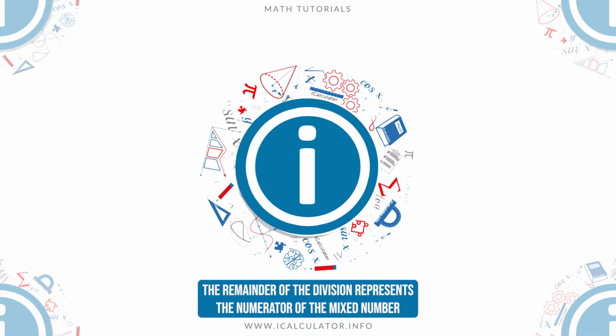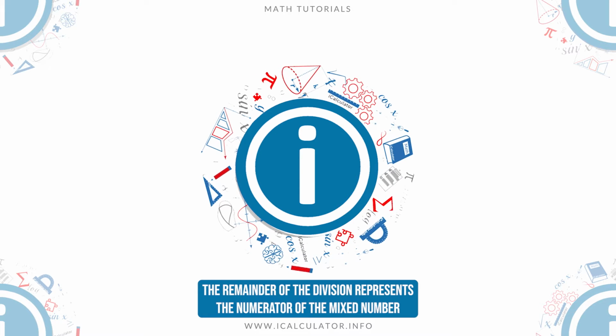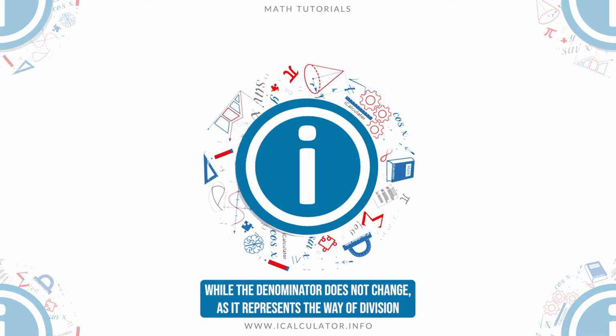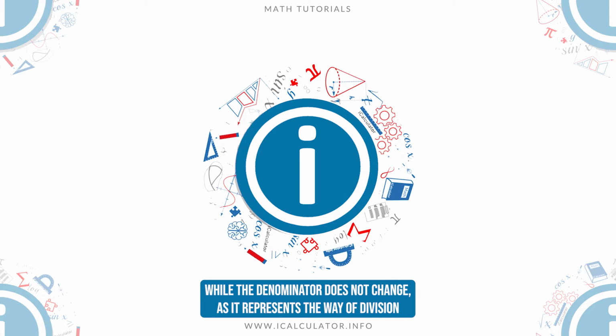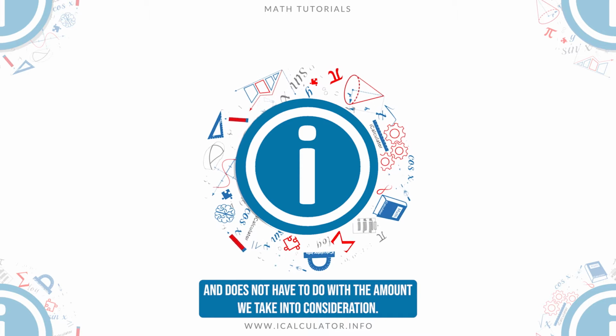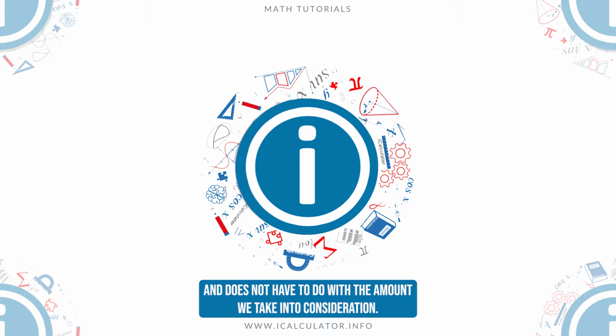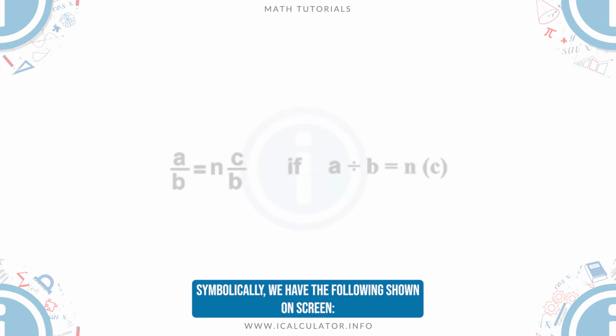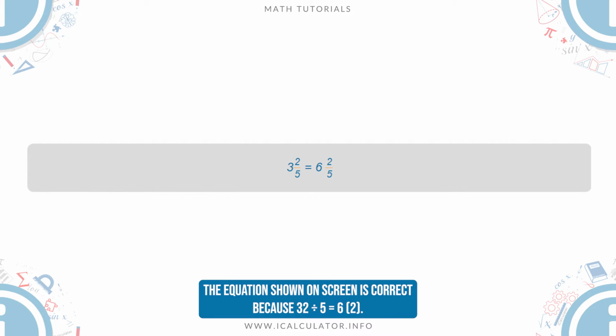The remainder of the division represents the numerator of the mixed number, while the denominator does not change, as it represents the way of division and does not have to do with the amount we take into consideration. Symbolically, we have the following shown on screen. For example, the equation shown on screen is correct because 32 divided by 5 is equal to 6, with a remainder of 2.